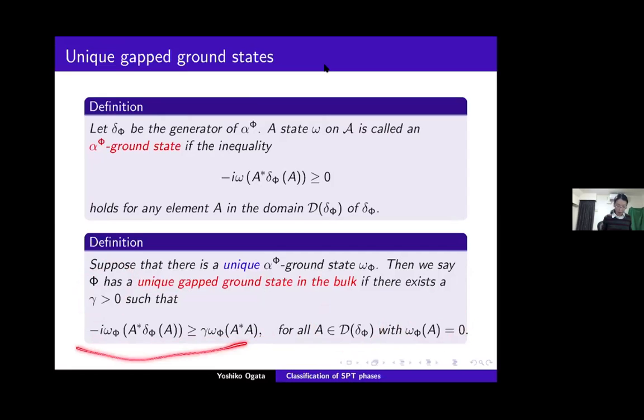So again, I'm defining some gap condition by strange inequality. But again, if you consider this condition in a finite system, you will find the usual thing: this condition is equivalent to the condition that the lowest eigenvalue of the Hamiltonian is non-degenerate, and the gap between the lowest eigenvalue and the second lowest eigenvalue is at least gamma.